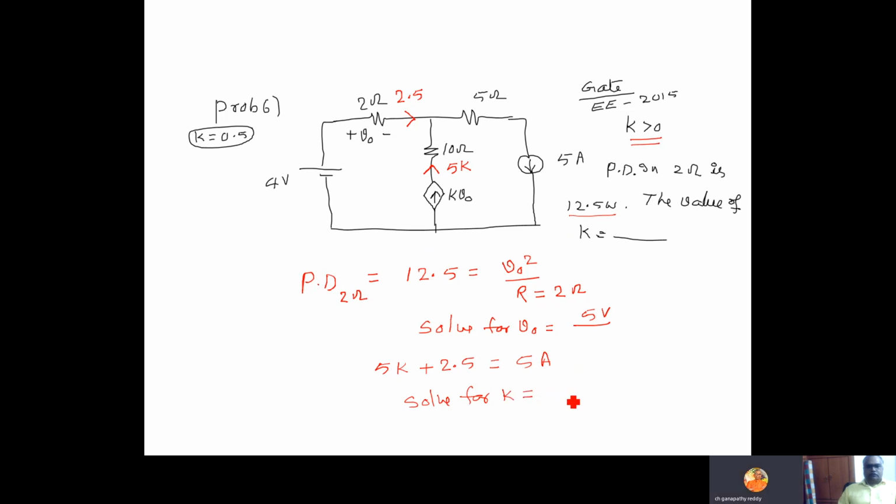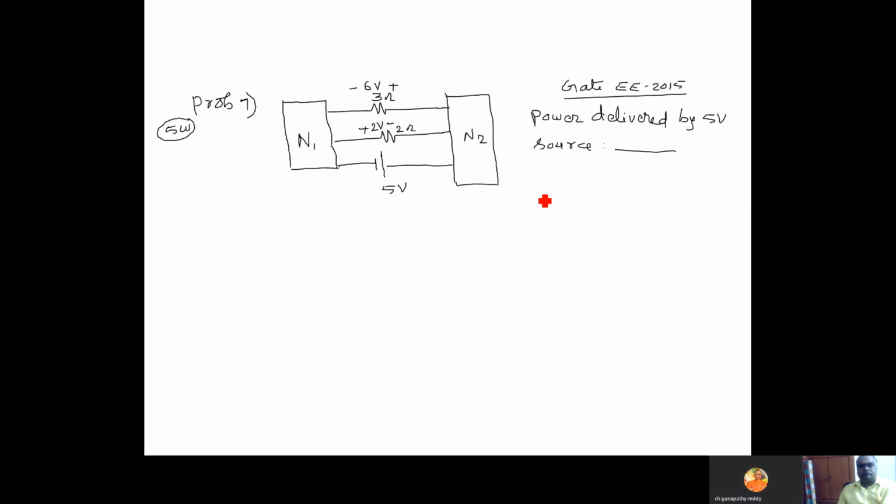You will get 0.5. This is the answer. So this was asked in GATE EEE in 2015. GATE problems are concept oriented: a small concept, and you solve it in 1 minute.